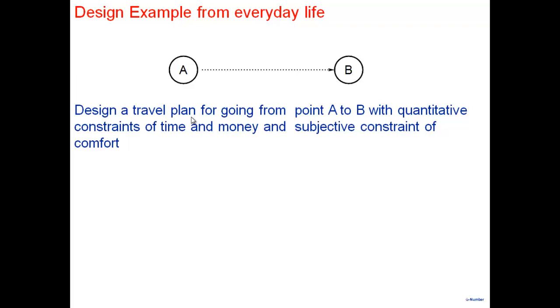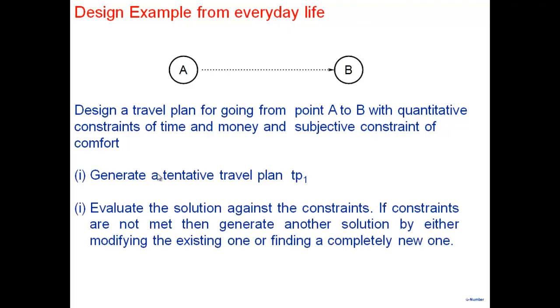So how do you come up with a travel plan? Many times, a very simple approach would be to generate a tentative travel plan TP1. Evaluate the solution against the constraints. So you come up with whatever you want to do, take a bus, take a tempo or whatever. Evaluate the solution against the constraints. If constraints are met, they're fine. If they're not met, then of course you have to generate another solution either by, if it's a multi-leg journey, modifying one leg of the journey. So you modify the existing one or you find a completely new one.